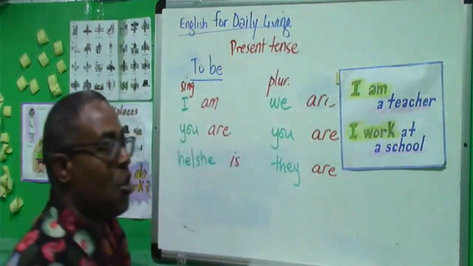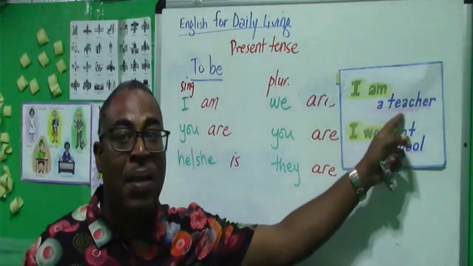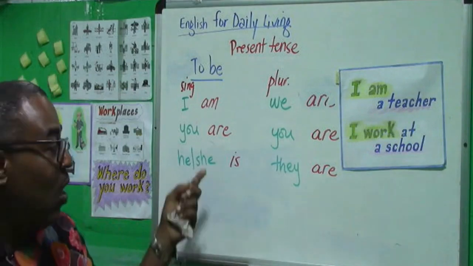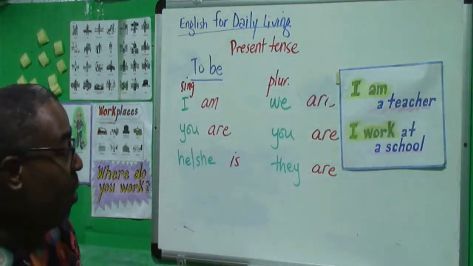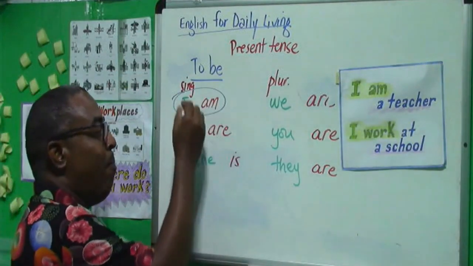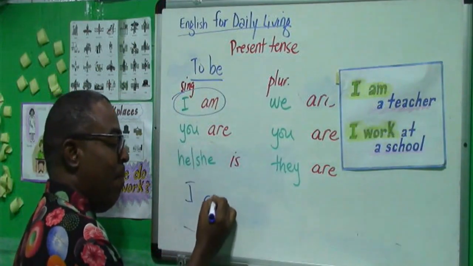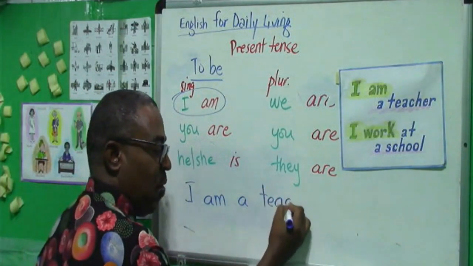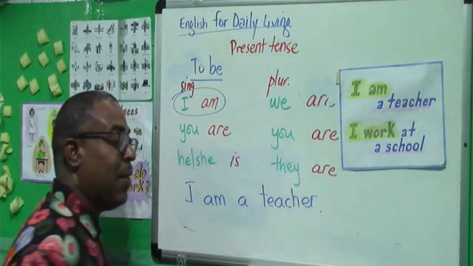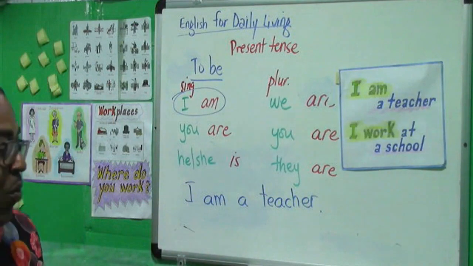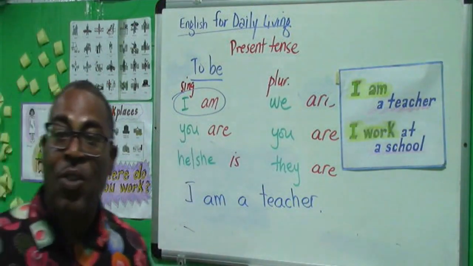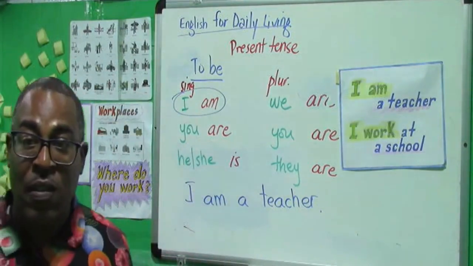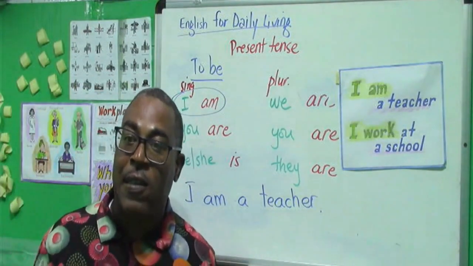I am a teacher. You can say, I am a teacher, or I work at a school. So here we have the verb in action. I am a teacher. You are a doctor. Are you a doctor? She is a dentist, etc.